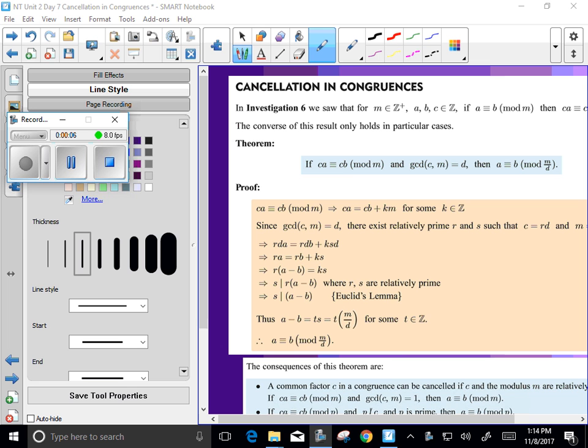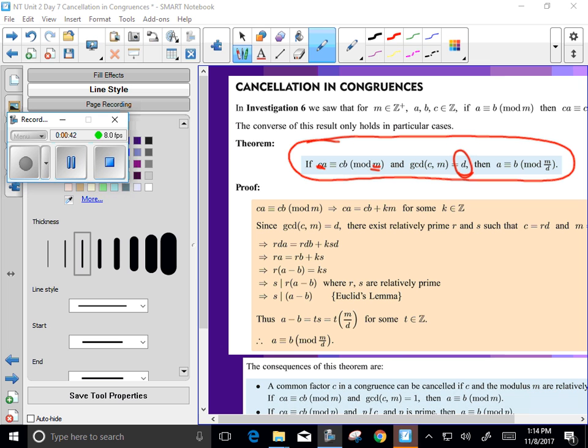Cancellation of congruences. We hinted at this a couple days ago when I told you we were going to utilize this theorem someday. It's one of the theorems we used for simplifying the modulus: if you have C times A and C times B that are the same value mod M, and the GCD of C and M is D, you'll be able to divide by C and divide the modulus by that D.